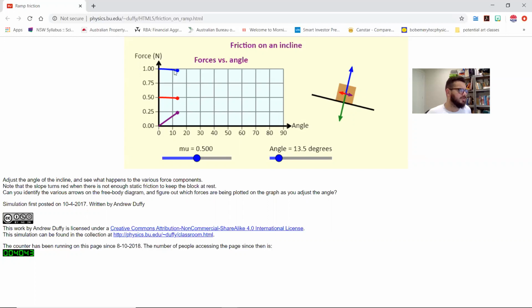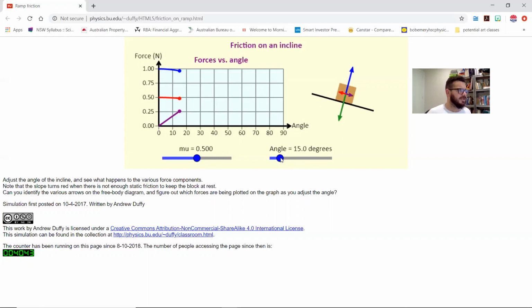But if you have a look at the force axis here, you can see that the normal force is starting to decrease. So that pressing force, the weight vector's cosine component that is experiencing against the surface, is decreasing as the sliding force, the sine component, starts to increase.